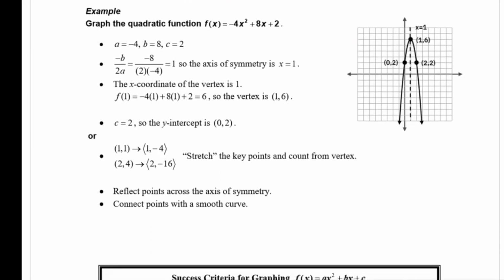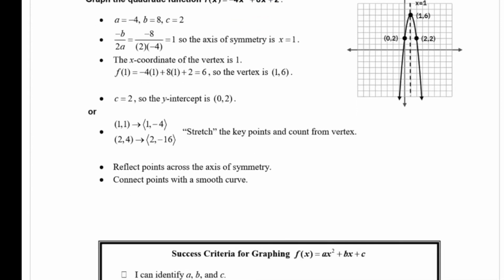Okay, here is an example. We have negative 4x squared plus 8x plus 2. So we're going to first find our a, b, and c. Our a is going to be the number in front of the x squared, which is negative 4. Our b is the number in front of the x, which is 8. And our c is going to be the number all by itself, which is 2.